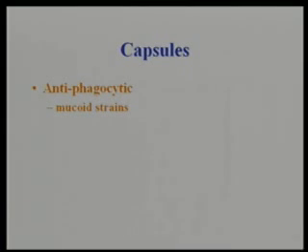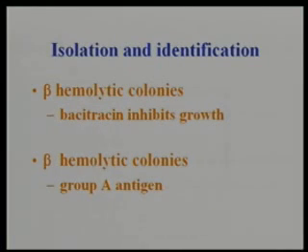Okay, the classic in group A streptococcal disease, the capsule has nothing whatsoever to do with it. It's the M protein. But in some of these newer strains, the mucoid strains, they unfortunately do have very antiphagocytic capsules, which is presumably one of the reasons why we've seen the reemergence of these newer variants of group A streptococcal disease. Okay, isolation and identification.